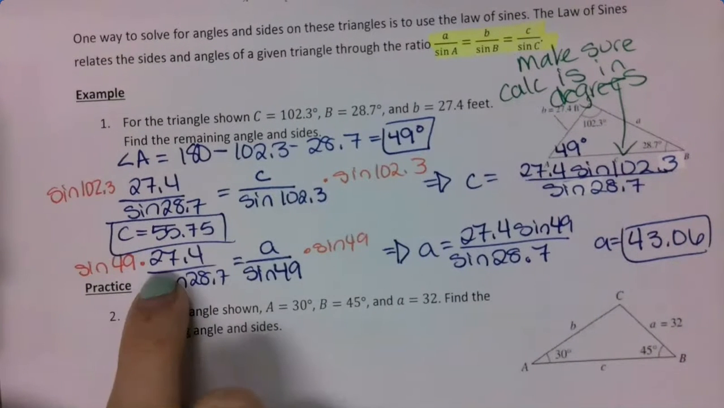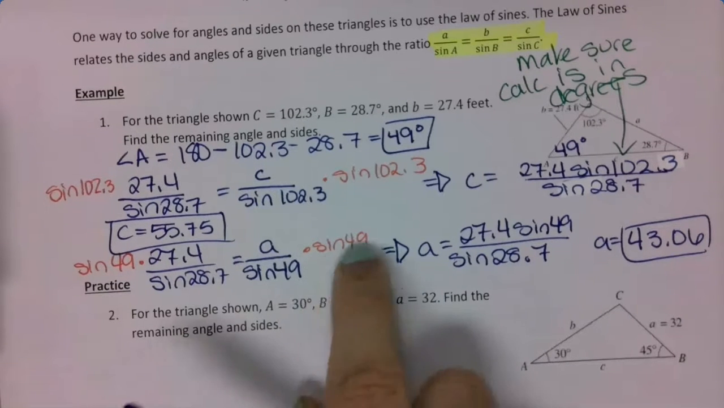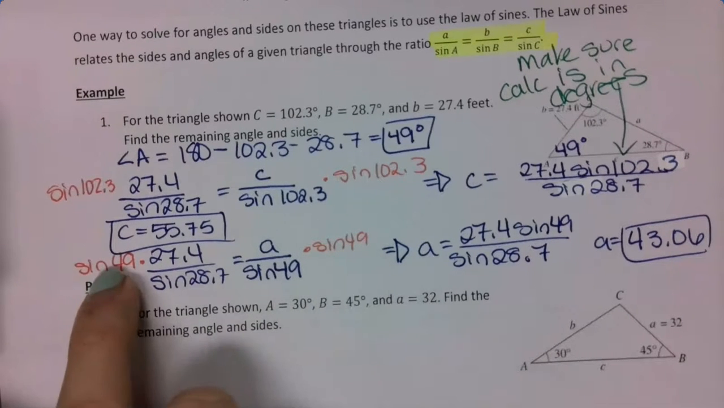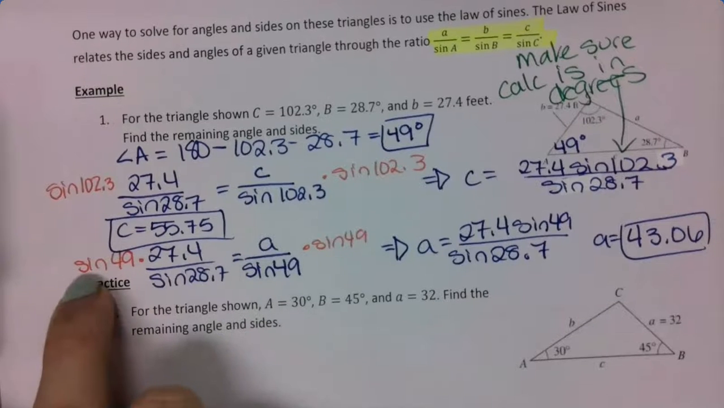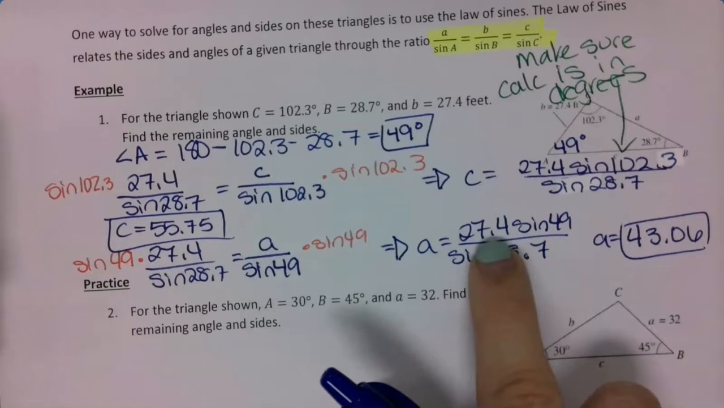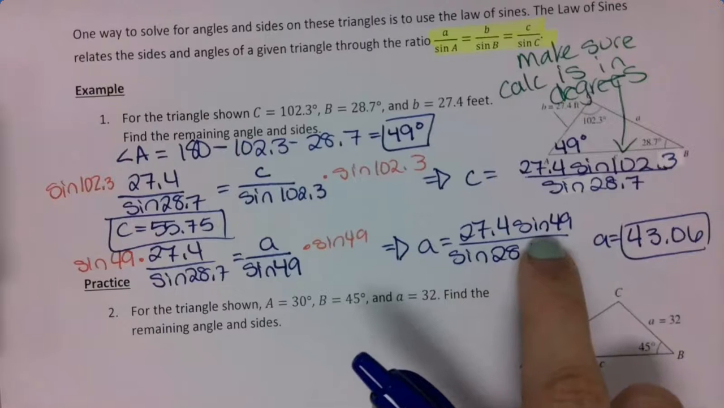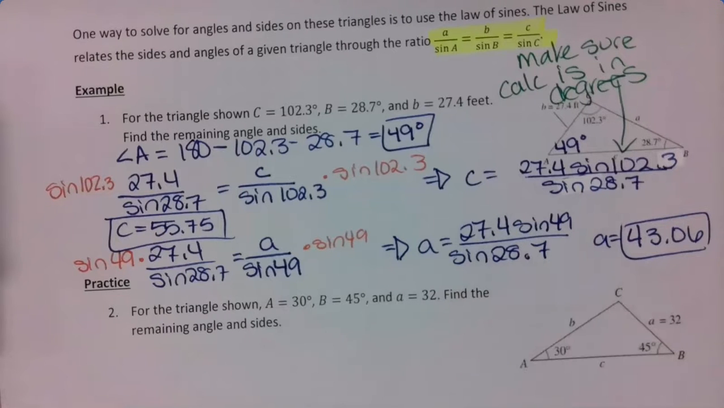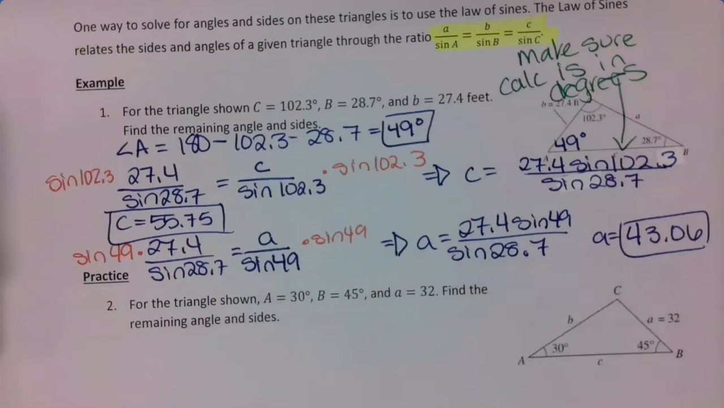So I had sine 27.4 on the top of the equation to begin with. And then I multiplied both sides by sine 49. So you just always write the numbers in front of the signs. So I still have the 27.4 on the top of my fraction with the sine 49. Any other questions here?